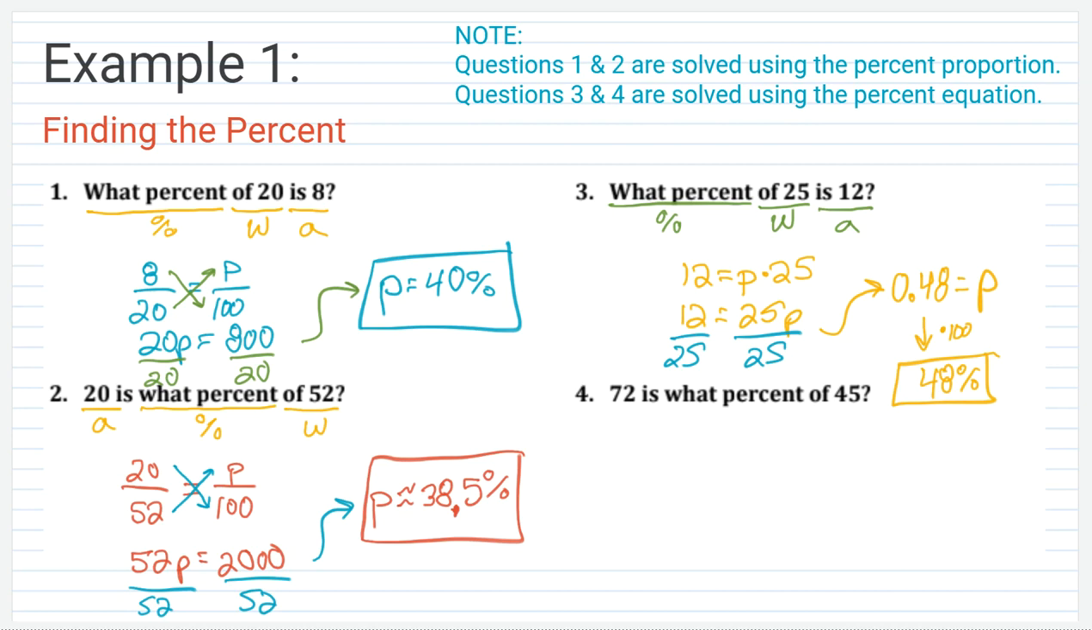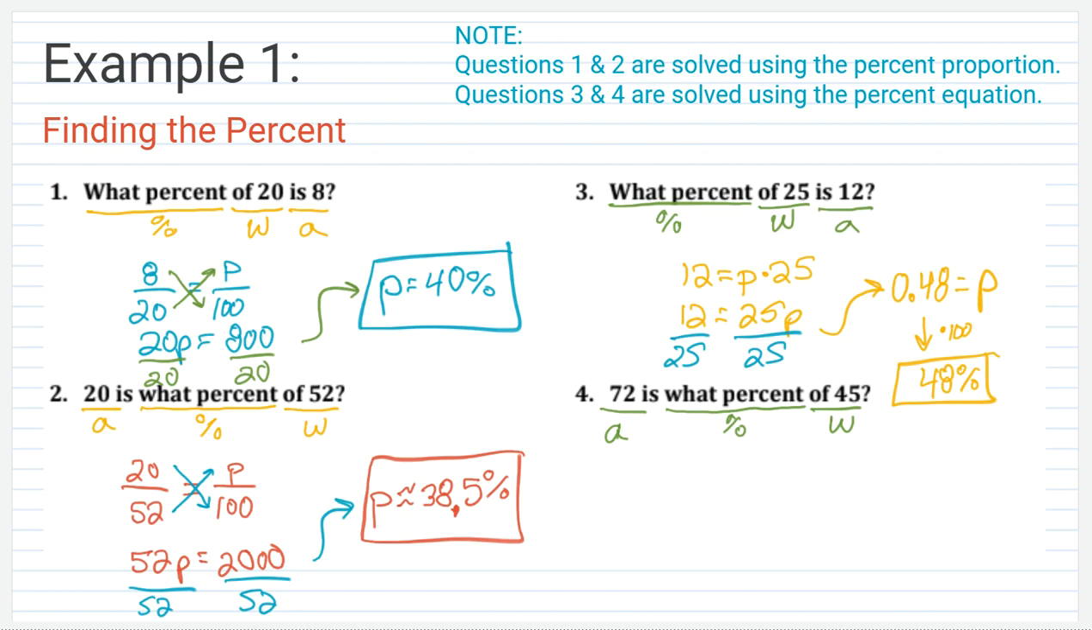All right, one more example here where we're going to use the equation. So 72 is what percent of 45? Again, as I'm looking through this, we can identify the percent pretty quick. It's what we're trying to find. Of 45, that's going to be the whole because it's out of that amount. And then 72 is going to be the part.